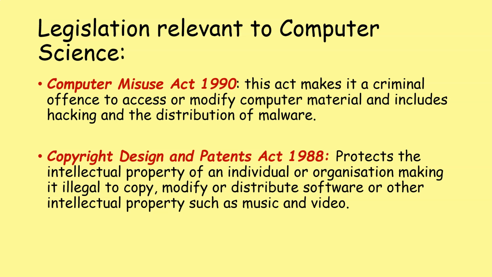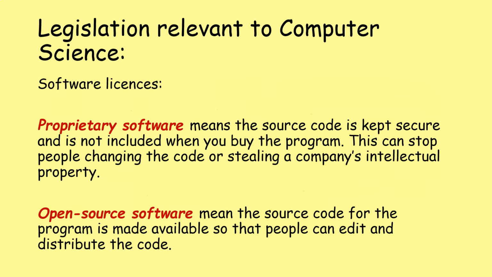The Copyright, Designs and Patents Act of 1988 protects the intellectual property of an individual or organization, making it illegal to copy, modify, or distribute software or other intellectual property such as music and video. We also need to know about software licensing. First up, we have proprietary software.